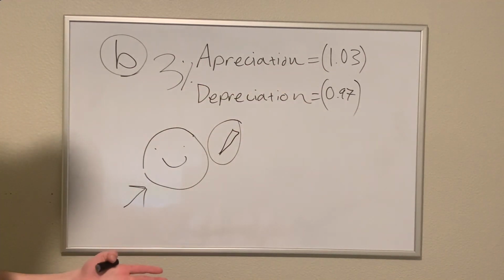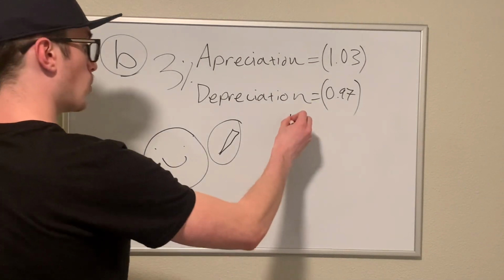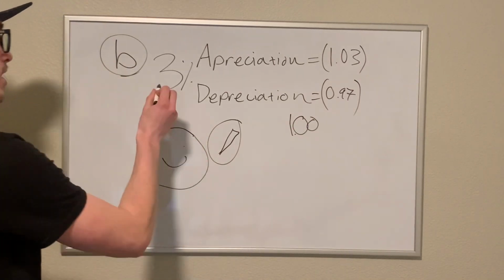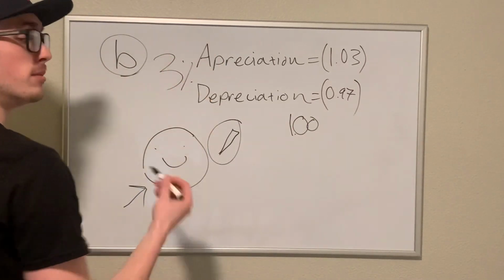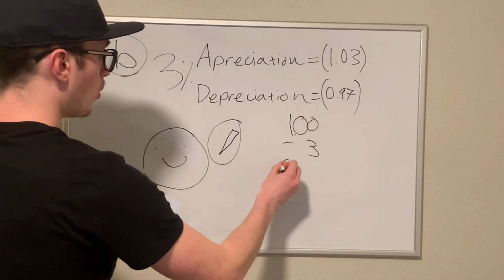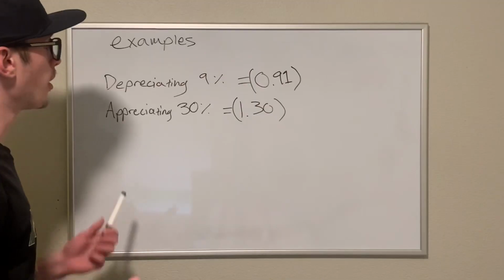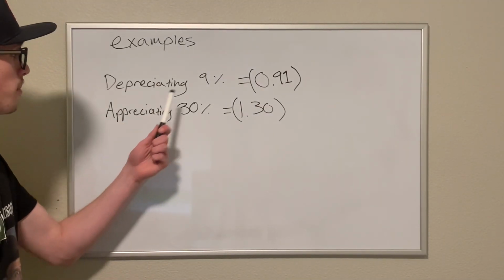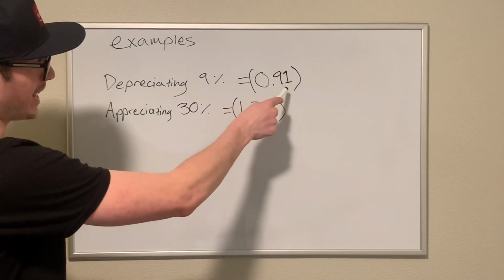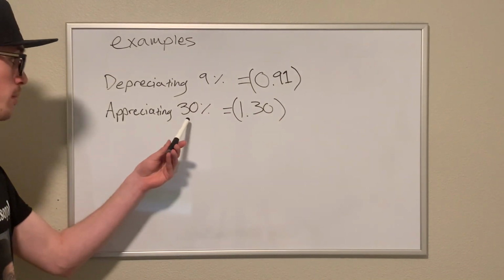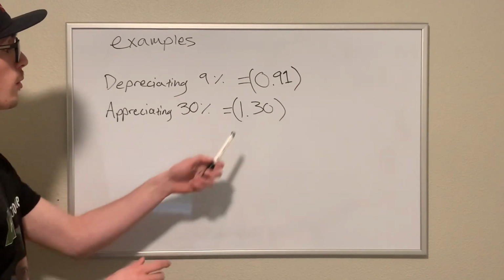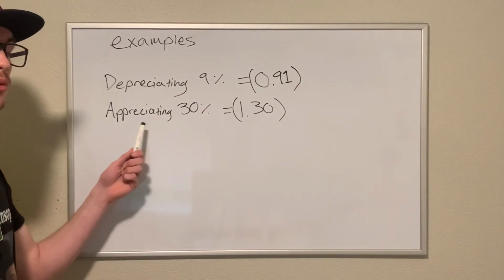If I'm depreciating, all I'm doing is subtracting from 100%, or 1.00, and then I take away 3%, or whatever I'm depreciating by. Subtract 3, that should be 97, or 0.97. Another example would be if I was depreciating something by 9%, then my multiplier, or my b value, would be 0.91. If I was appreciating by 30%, that would look like this, 1.3 or 1.30, whatever you'd like. That would be the multiplier, or my b, if it was appreciating by 30%.